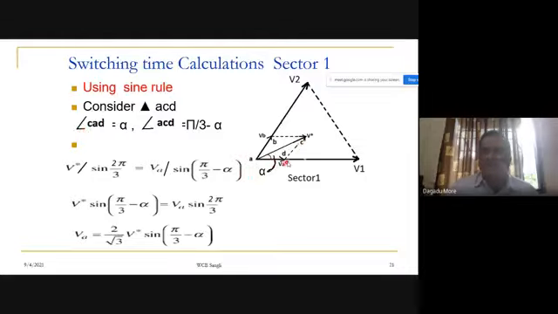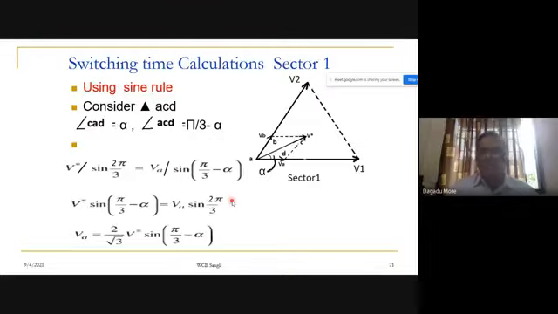In triangle CAD, the angle CAD will be alpha. And ACD, how much will it be? This is alpha, so it will be 60 minus alpha. The angle at D will be 120. The total angle will be 60, alpha 1 plus this angle. So the angle ACD will be pi by 3 minus alpha.